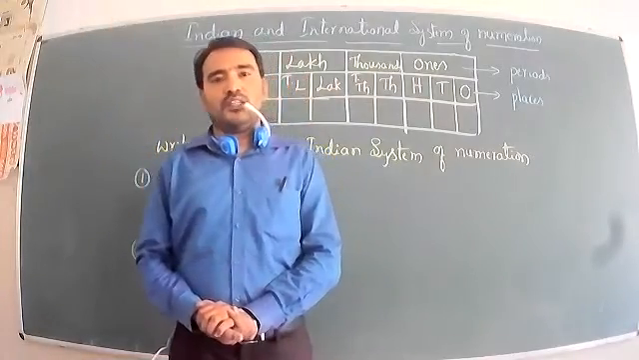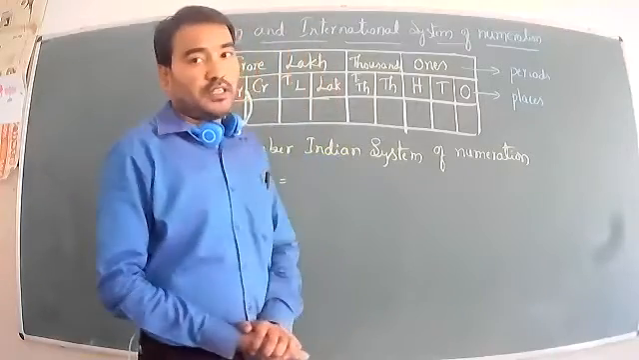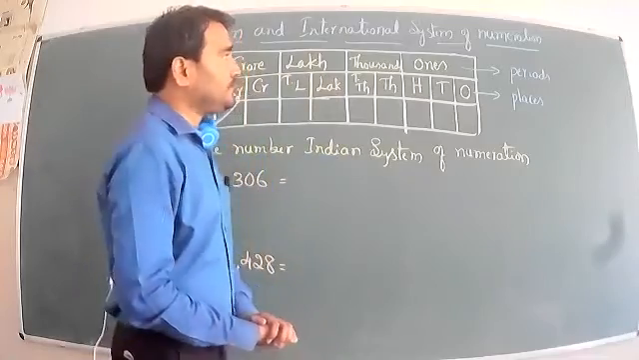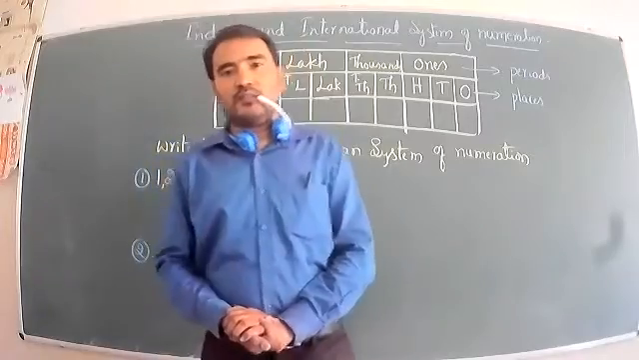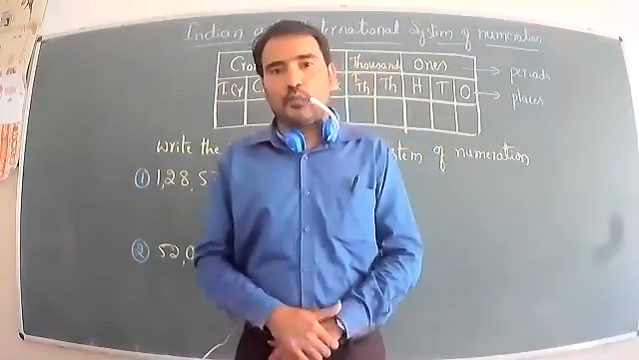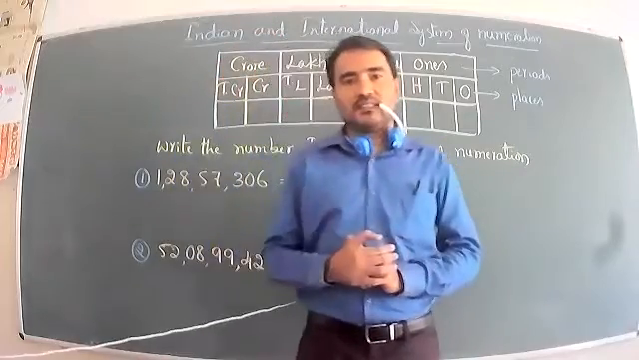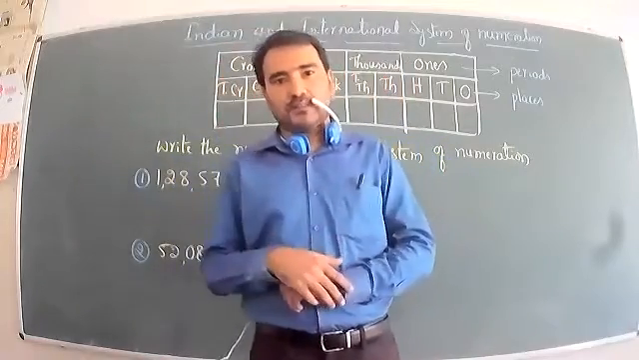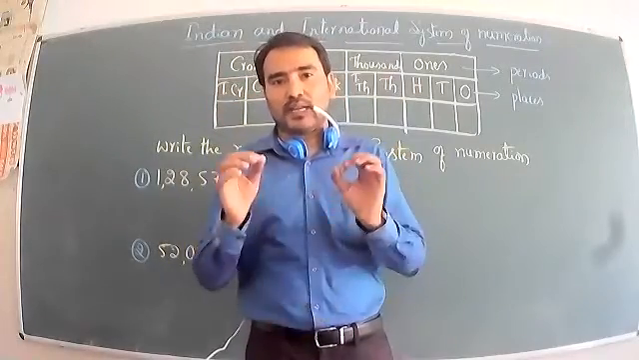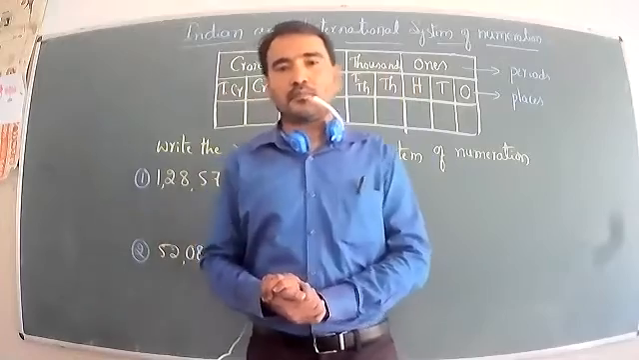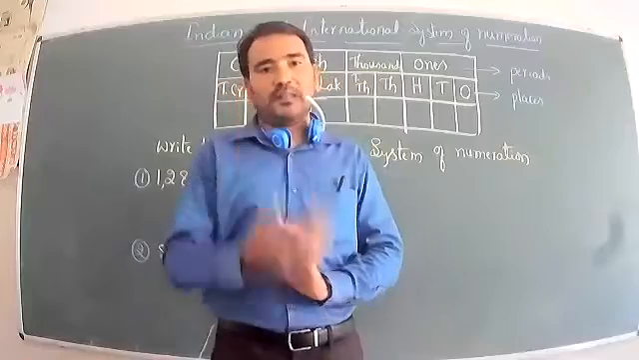Okay, so the Indian system of numeration, look at that. I will write the place value chart, I have already written it. In the Indian system of numeration we can consider two steps. First one is periods, second one is places. First we have to understand what is the use of periods and what is the use of places.